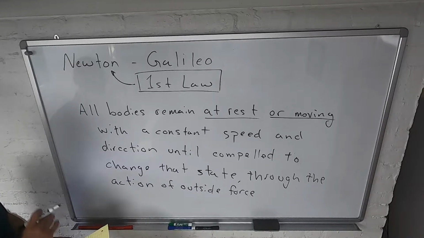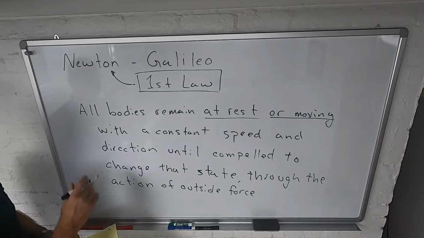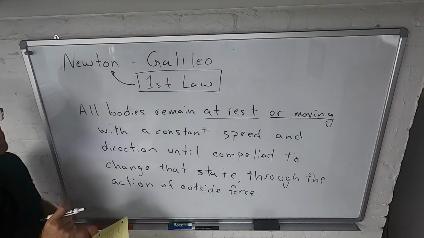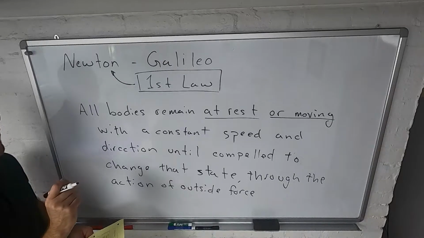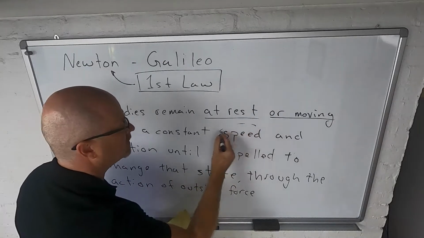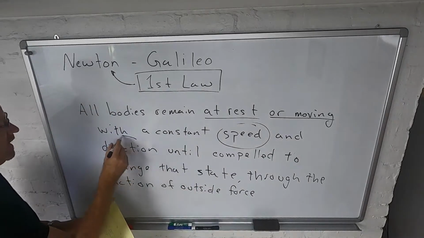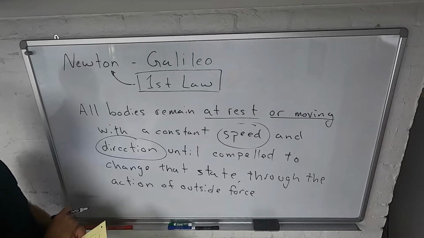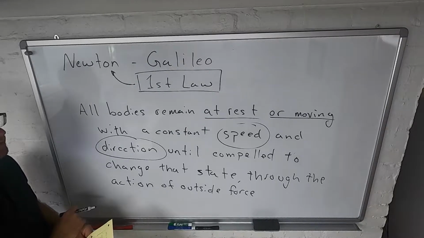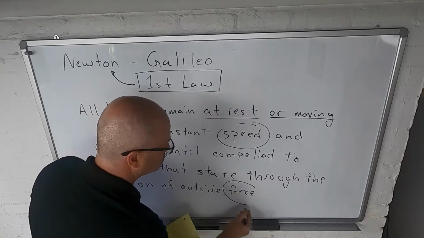So I'll just read this and you can think about it. All bodies remain at rest or moving with a constant speed. We'll have to define these terms. Constant speed and direction until compelled to change that state through the action of an outside force.